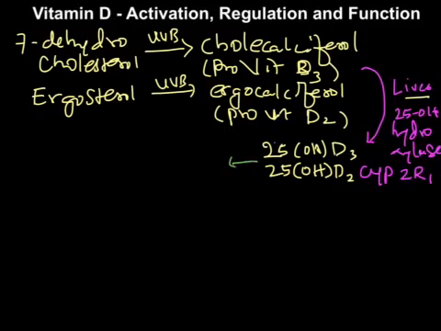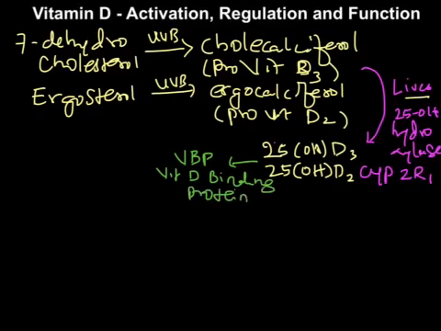So these two will be binding to vitamin D binding protein, I'll write it as VBP, vitamin D binding protein. Let me just expand this. Vitamin D binding protein has higher affinity for 25 hydroxy vitamin D3. 25 hydroxy vitamin D3 is predominantly binding because it has higher affinity for vitamin D binding protein compared to 25 hydroxy vitamin D2 coming from plant source.